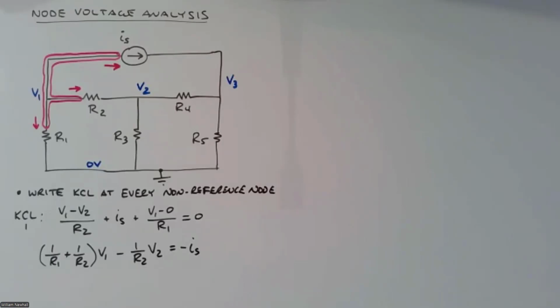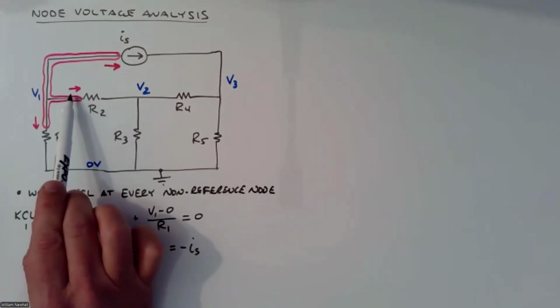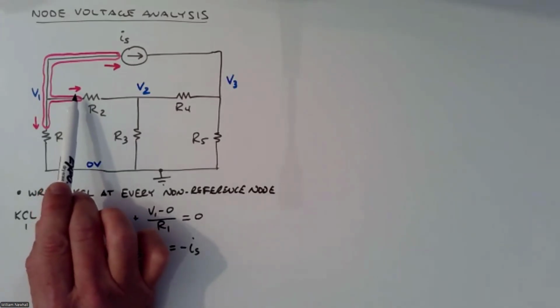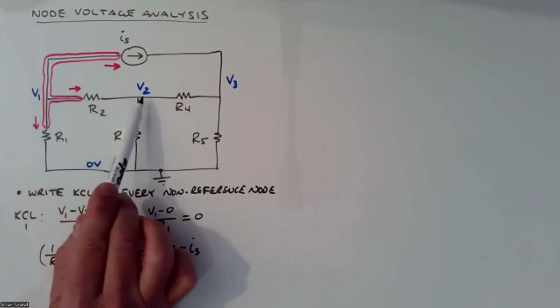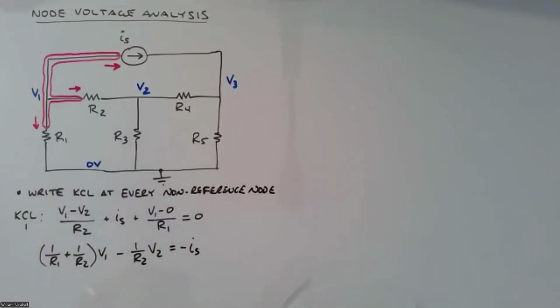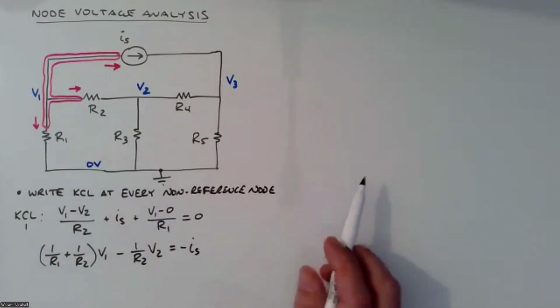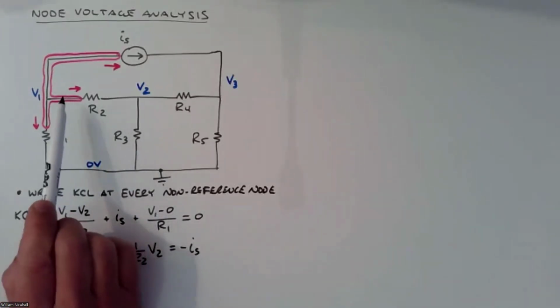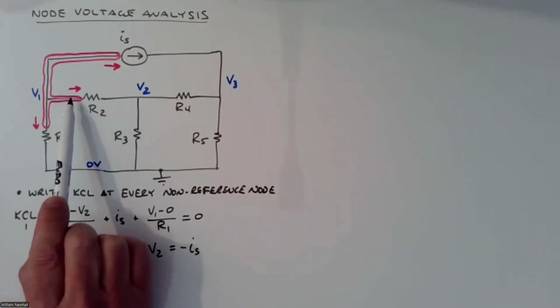Okay, so someone asks in the chat, are we counting the currents leaving V1 as positive? And if they were going in, they would have been negative. So here, I don't know if this current is actually positive or negative. Numerically, I have no idea. If V1 is greater than V2, that's a positive current. If V1 is less than V2, that's a negative current. It just doesn't matter.